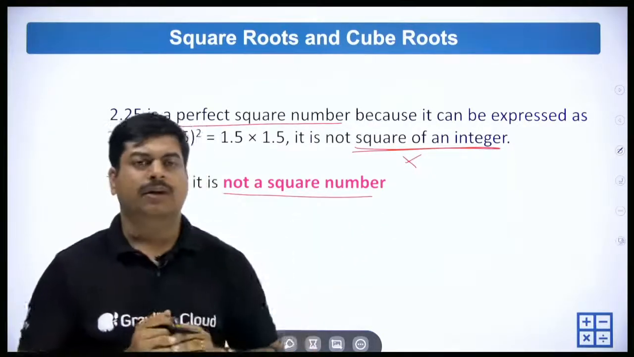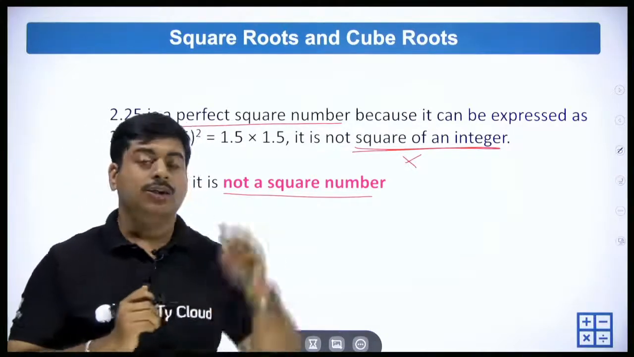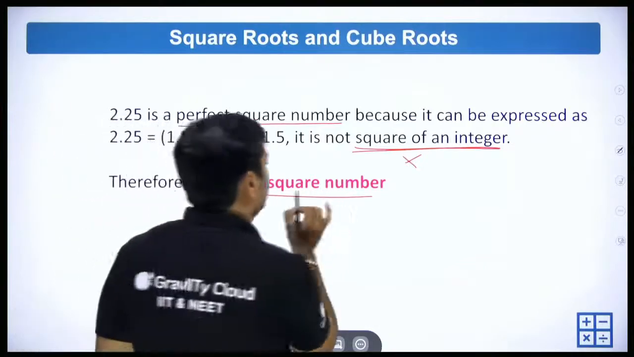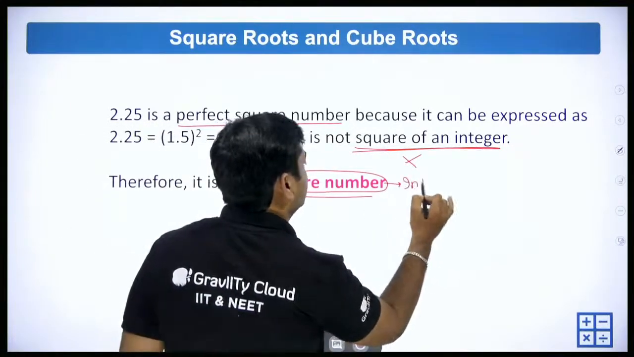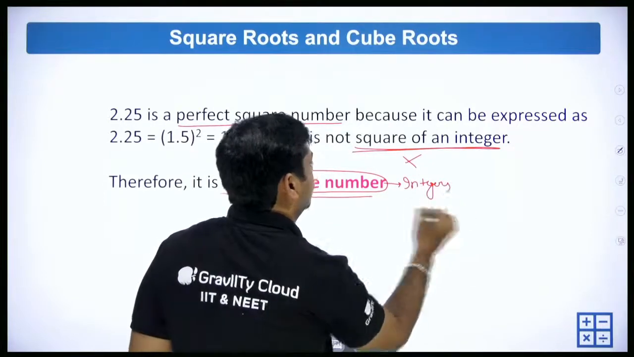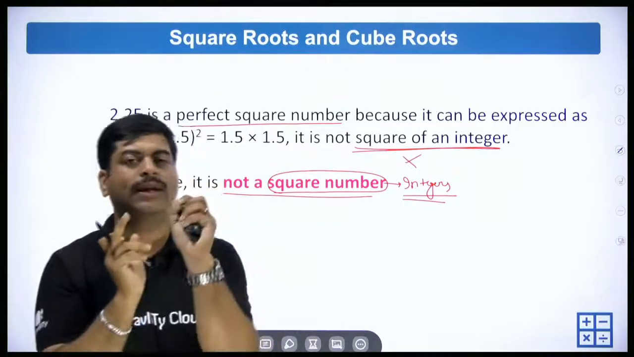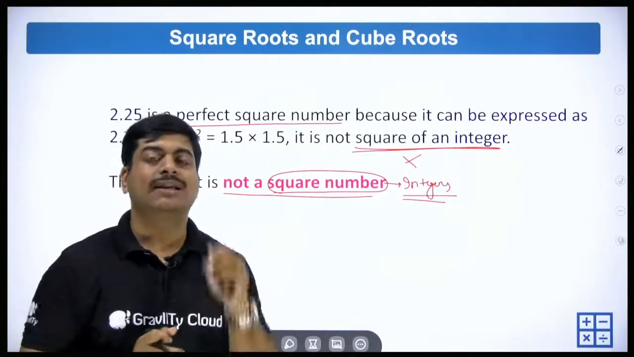It is a perfect square. We are getting 1.5 into 1.5 is 2.25, but they are not integers. So, as they are not integers, we should not keep them as a square number. Whenever you read that square number, you should try to understand that it is only reserved for integers. That term, square number, is only to be used when you have integers.